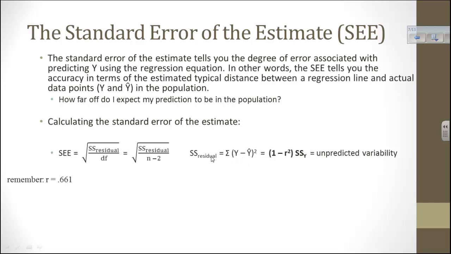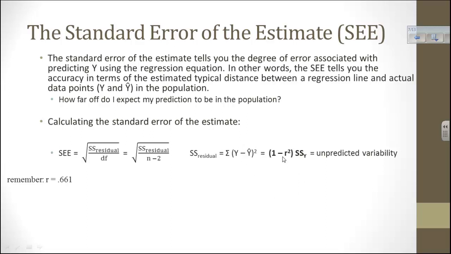The sum of squares residual tells us the unpredicted variability. Well, if we're looking at the difference between the actual y value and the expected y value, those are the variability that isn't predicted by the regression equation.